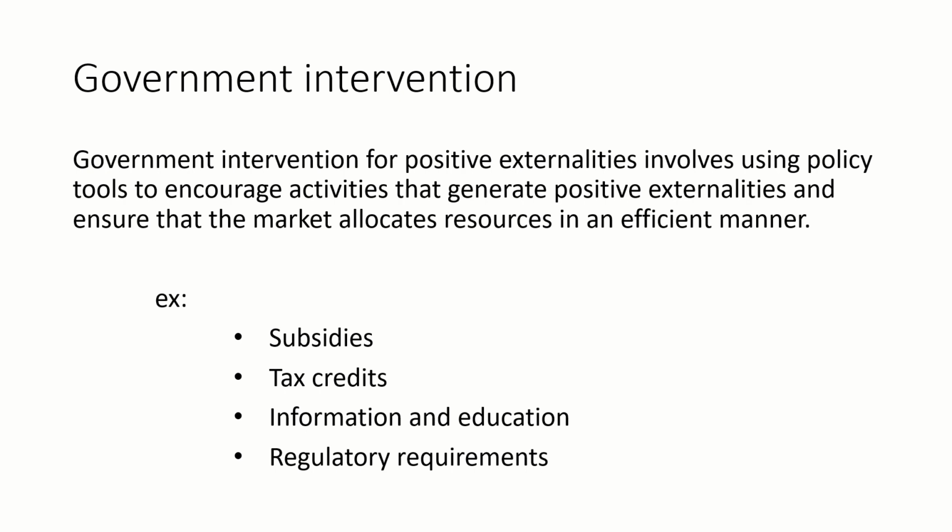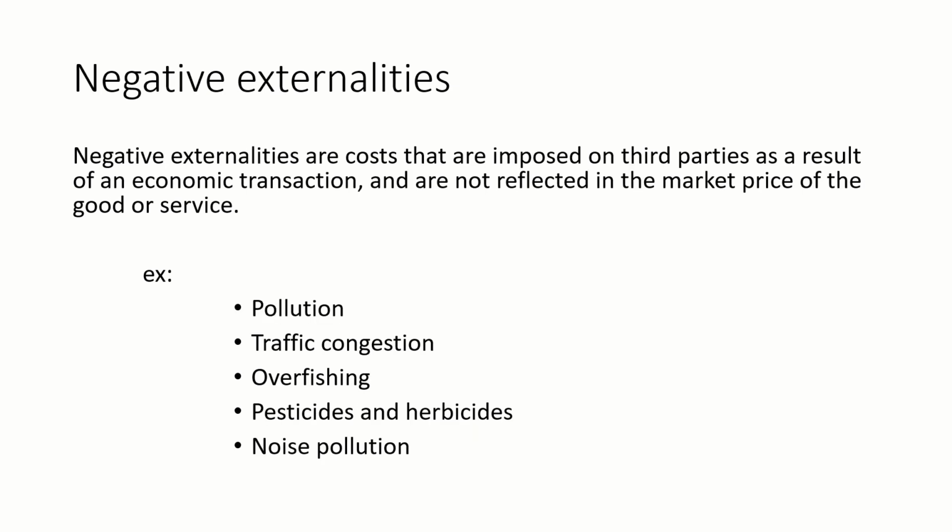Regulatory requirements. Governments can also use regulatory requirements to ensure that firms engage in activities that generate positive externalities. For example, the government might require firms to adopt environmentally friendly practices, invest in research and development, or provide public goods. Now let's talk about the negative externalities.